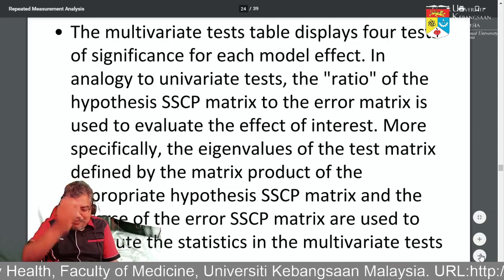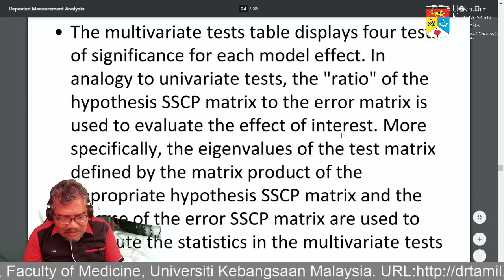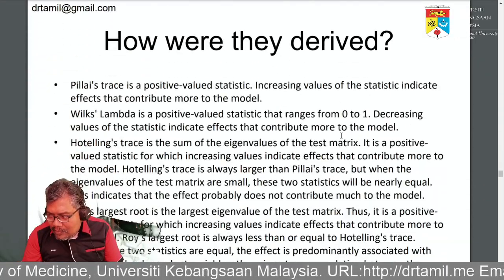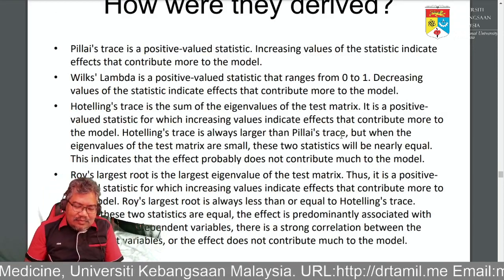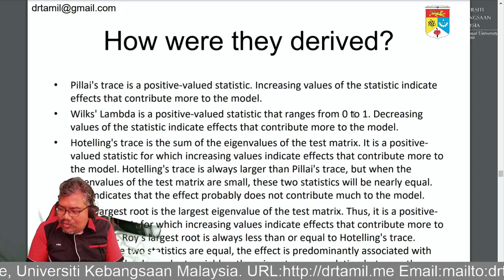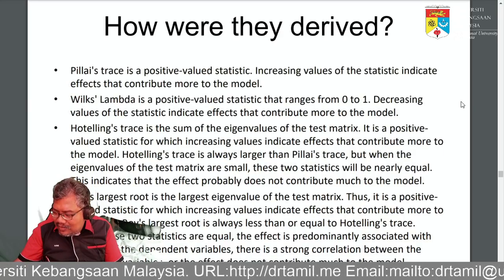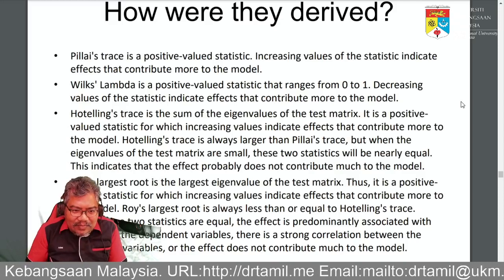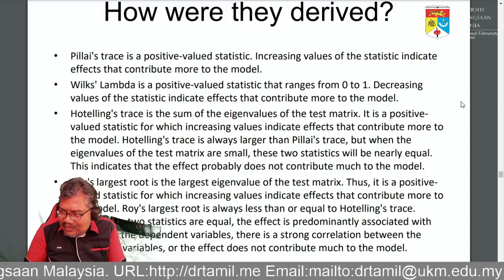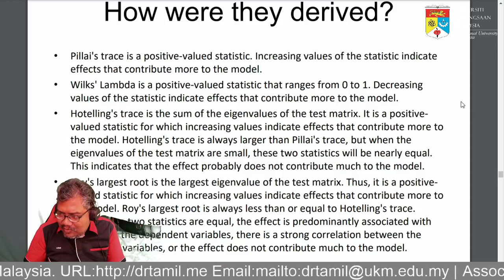Wah, it's smoking hot. The numbers were generated from some values. So how were they derived? Pillai's trace is a positive valued statistic. Increasing values of the statistic indicate effects that contribute more to the model. So the larger the Pillai's trace, the more the effect contributes to the model.